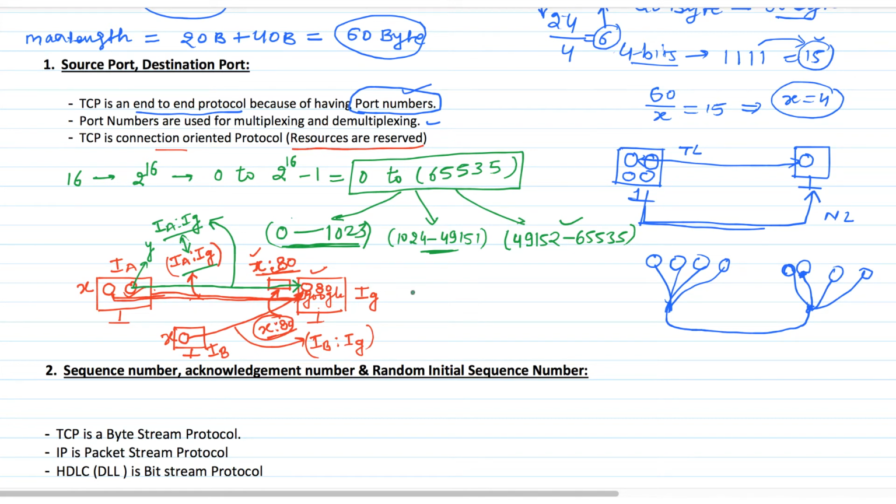Means in order to identify a connection uniquely, we are going to use IP address plus port number, because for any two systems the source port number may be the same but the IP address will be different, and within the system when the IP address will be the same, then the port number will be different. So IP address plus port number we are going to use, which is also known as socket, to identify a connection uniquely.